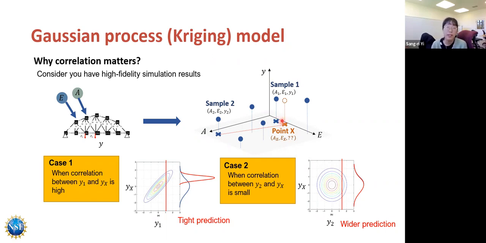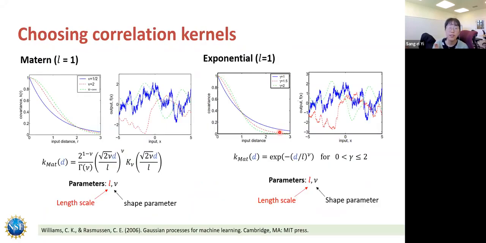And here the question that can naturally arise is: how fast will the correlation decay? How far is far enough? To answer this question, the Gaussian process defines correlation kernels. That's nothing but a mathematical function that defines how fast the correlation or covariance decays as the distance between two points in the parameter space increases. For example, the Matern function and the exponential function are two popularly adopted correlation kernels when constructing a Gaussian process.